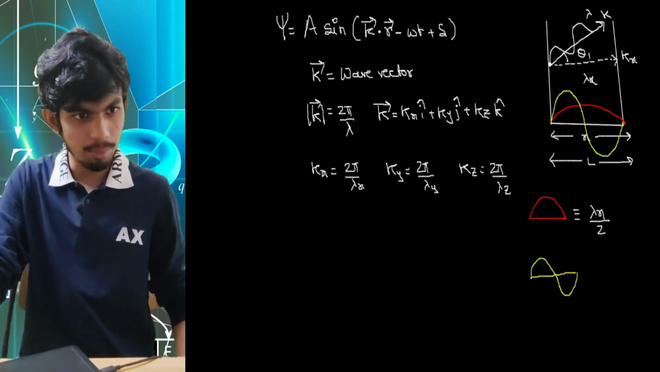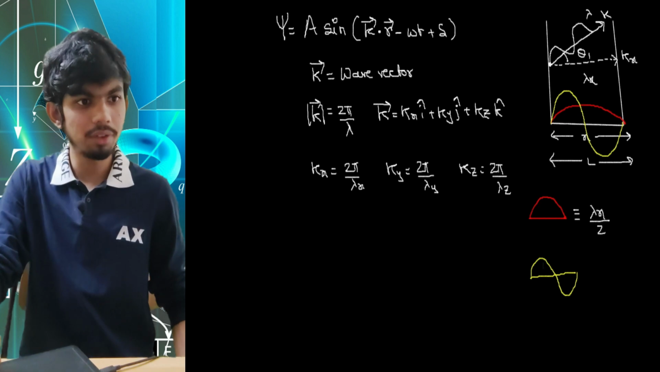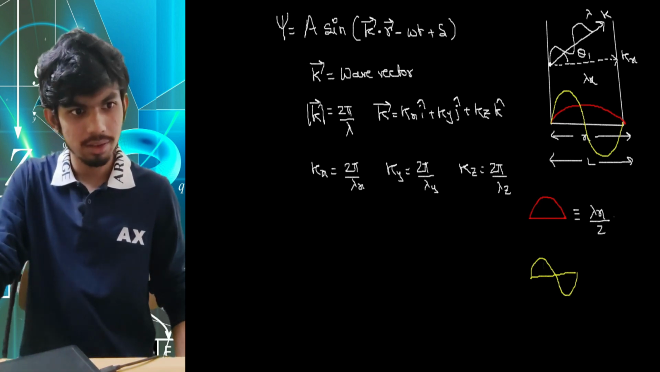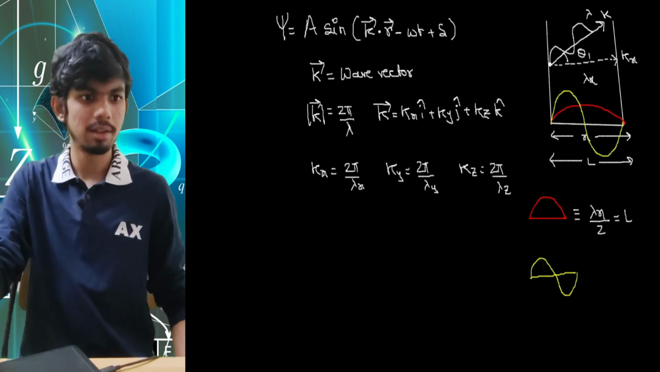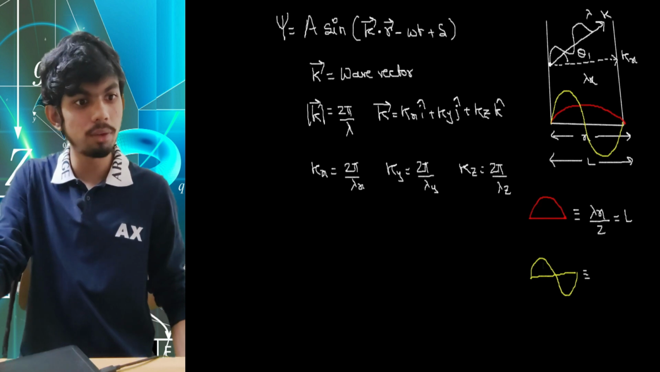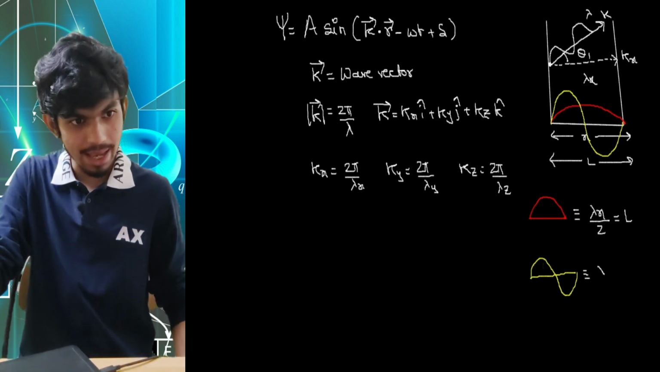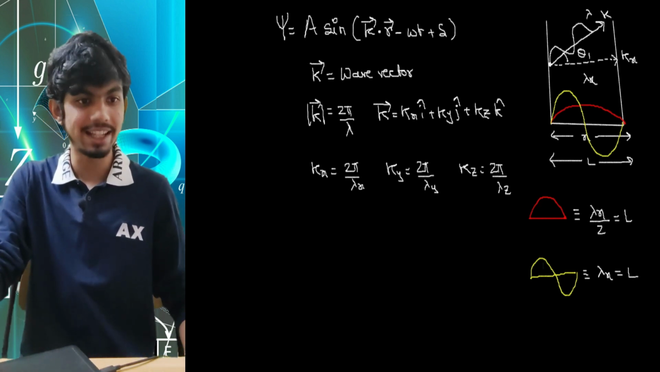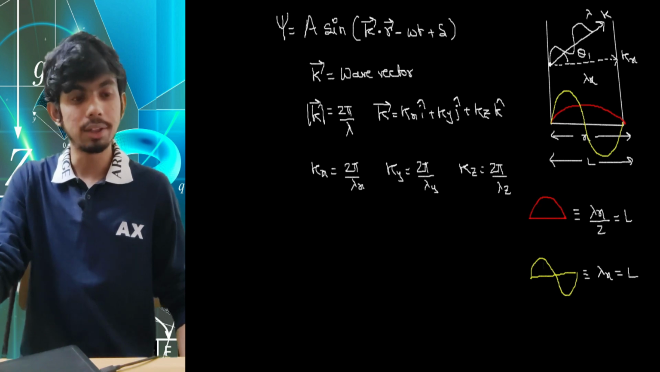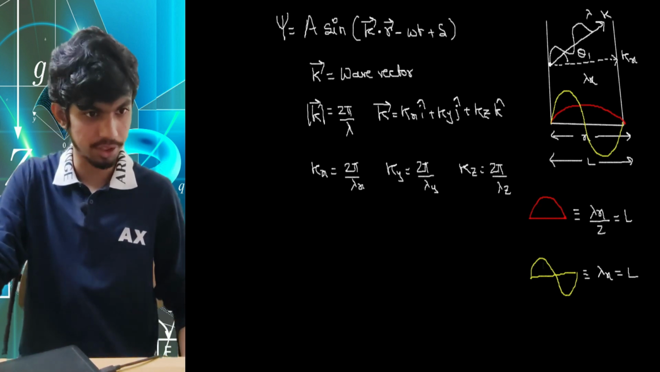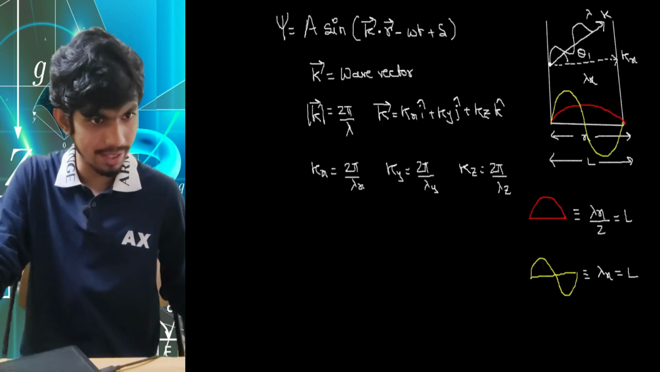And this lambda x by 2 wavelength is covering this entire length L. You can see over here, right? So this is L. And similarly over here, this yellow wave is one full wavelength. So lambda x, and that's equal to L. So now look that for these standing waves, I will get expressions like these. And so what I can do is I can club all these expressions into one single expression. So notice how I will write it.